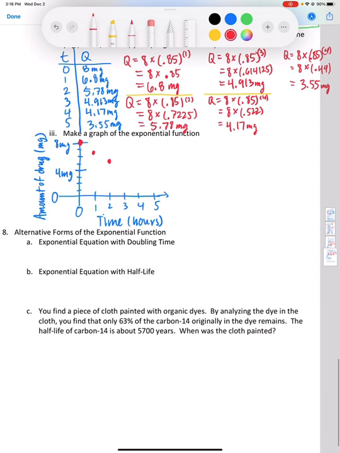4.913, which is about 5 for our 3. Oops. It's right here. And 4.17, which is just over 4 for our 4. And for our 5, we have 3.5. Right about there. Okay. So you can see that the line goes down at that rate. Okay. So now we have a graph of our exponential function, exponential decay on this one.